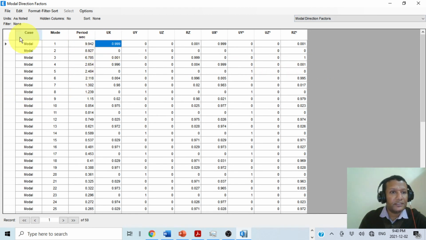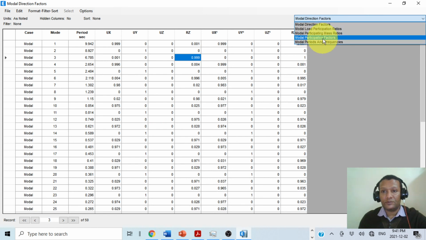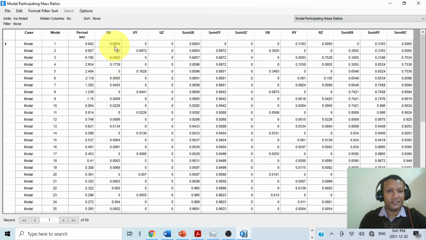Anyways, as you can see, the first mode is 99.9% in the X direction. Again, the second mode is pure translational, 100% in the Y direction. And this one, as you can see, RZ, this is completely torsional. So like this we can check. We can also see mass participation factors. You see, 68% of mass was participating.